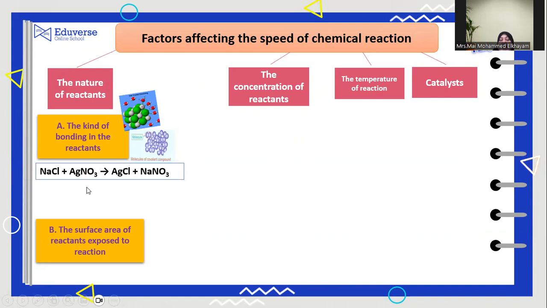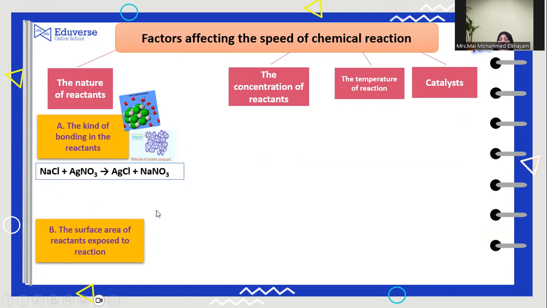The surface area here, also we're going to talk about the kind of bonding in the reactants, like sodium chloride plus silver nitrate. Please pay attention to this. If you remember, I told you about the definition of double substitution reaction. This is one of the double substitution reactions, and I said double substitution reaction takes place between radicals or ions. So any double substitution reaction can be considered a fast reaction because it takes place between ions.